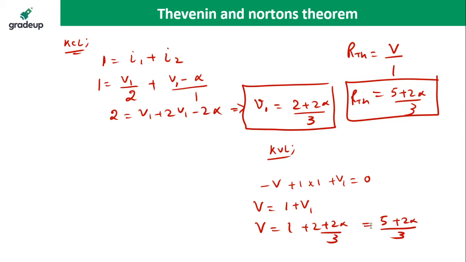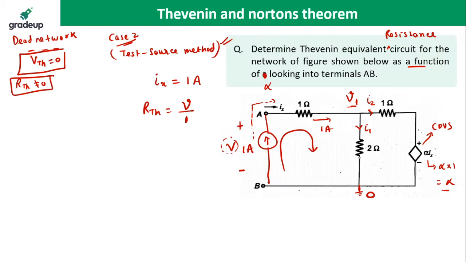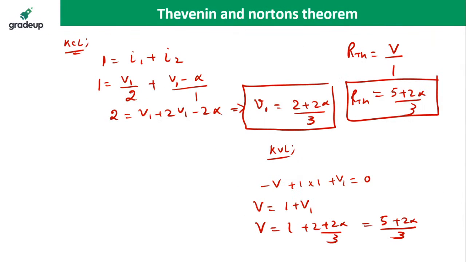Abhishek, what are you asking? How will its network be represented? Beta, see Abhishek, if you want to represent this network in Thevenin's theorem, it will be represented like this. This is the RTH, and this is the terminal AB. Because VTH is going to be 0. Why is VTH 0? Because no independent source is given in this circuit. So VTH is equal to 0. So the network will look like this, and RTH I have already given.